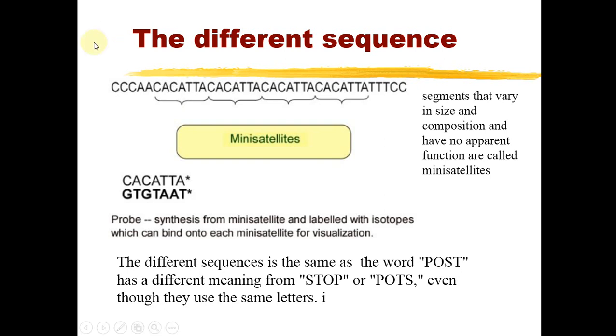That's why such sequences are known as VNTRs, variable number tandem repeats. Such sequences are clustered on one segment of the DNA known as minisatellites. The regions of the DNA where the sequences are repeated are known as minisatellites. These segments vary in size and composition and have no apparent function.